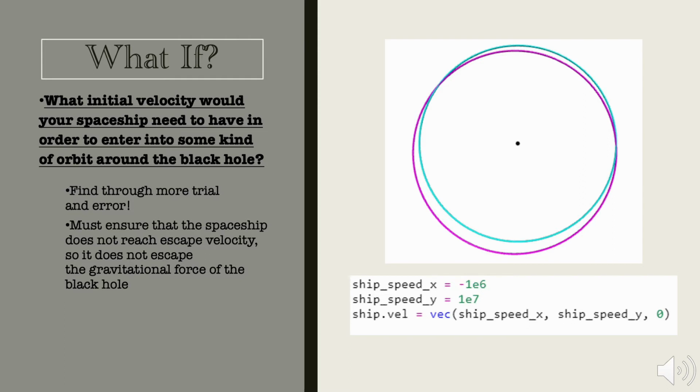So what initial velocity would your spaceship need to have in order to enter into some kind of orbit around the black hole? We need to find the initial velocity through more trial and error, and then keep running the code until we see that it has followed the orbit of the black hole. We must ensure that the spaceship does not reach escape velocity, so it does not escape the gravitational force of the black hole. Here we can see the ship's speed x, the ship's speed y, and the ship's velocity.